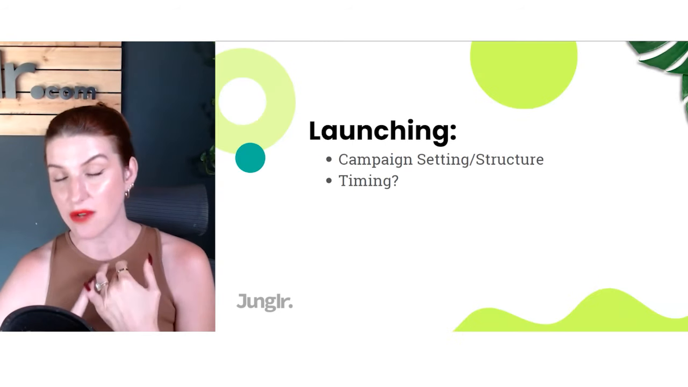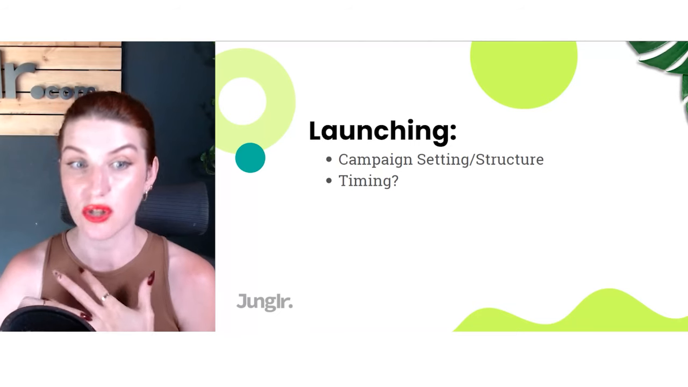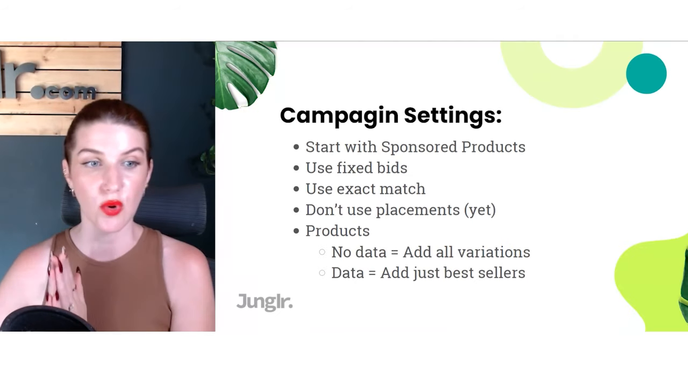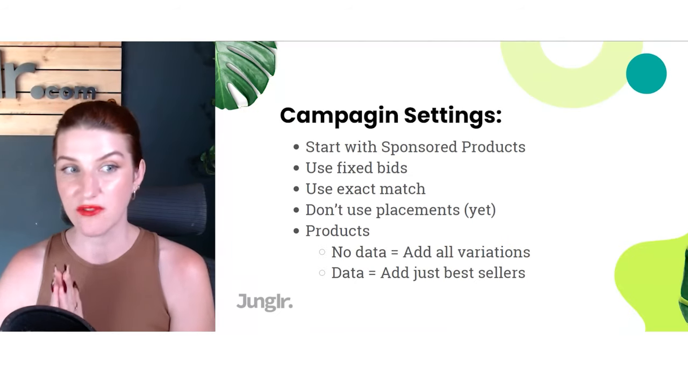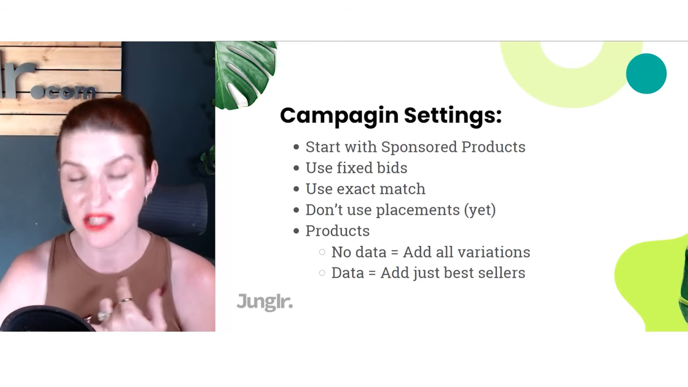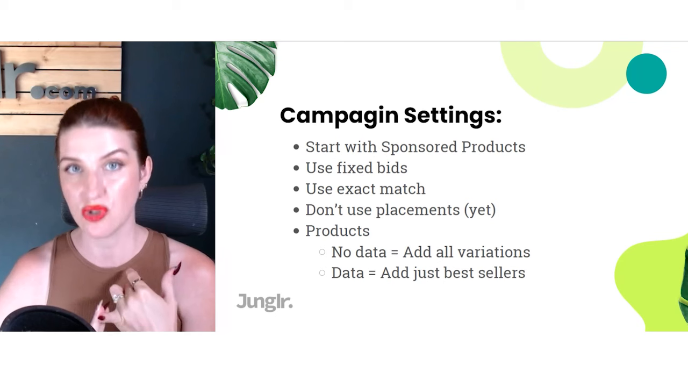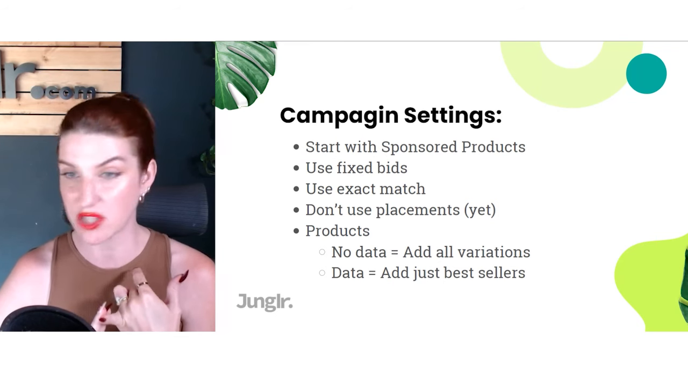So we talked about how we find our list. Now let's go over what the actual structure looks like. Okay. All right. So this is what you're going to be doing for your campaign setting. We're going to be starting with our sponsored product ads. Sponsored product ads have the biggest impact when it comes to keyword ranking. So we're going with sponsored product ads.